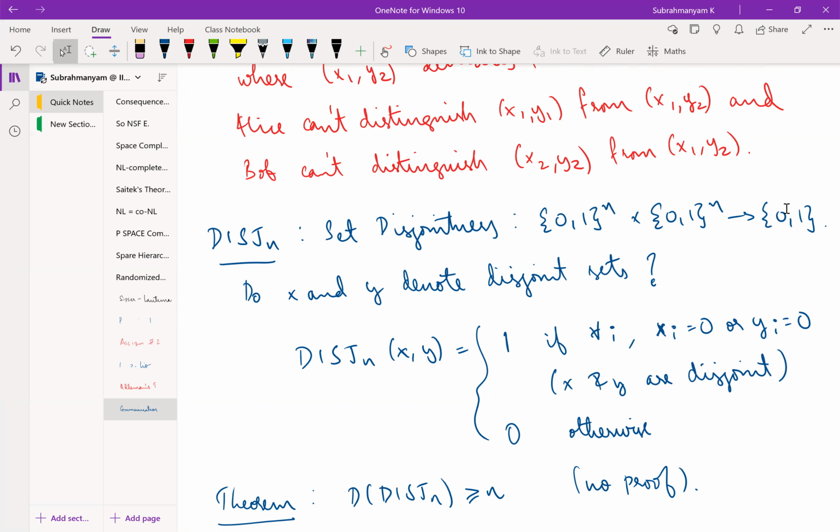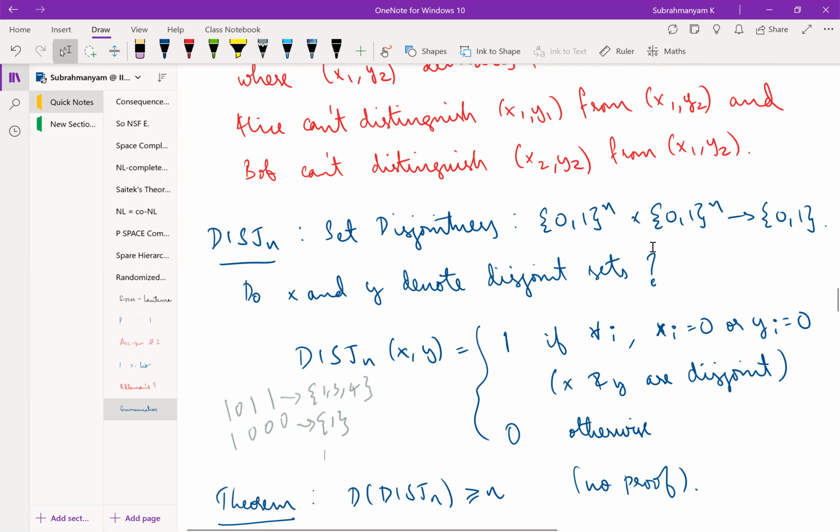So equivalently, we could ask, do Alice and Bob have disjoint sets? Let us take one example. Let's say Alice has 1, 0, 1, 1 and Bob has 1, 0, 0, 0. The first one corresponds to the set {1, 3, 4}. The second one corresponds to just the set {1}. Is this disjoint? Of course not. Both of them have 1. So set disjointness is just asking whether they are disjoint or not.